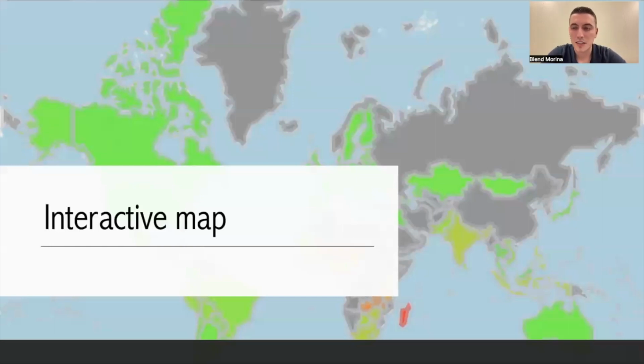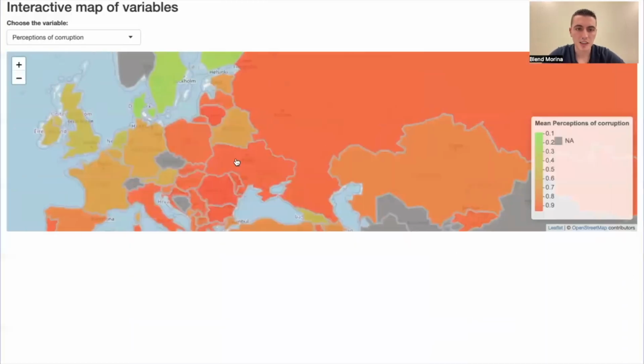We will see with this interactive map the mean value of each variable for each country. In this situation, we will take the variable perception of corruption. We want to see the situation between Russia and Ukraine, which today is a war between these two countries. We can see that in these two countries, the value of perception of corruption is very high, in Russia as well as in Ukraine.